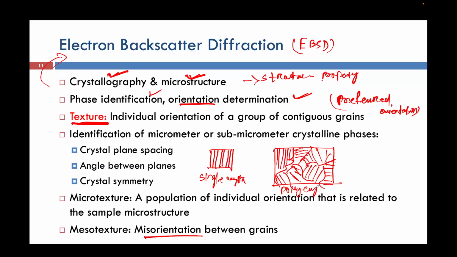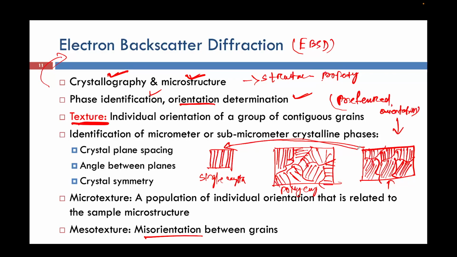Now what is texture? Texture, I said, is preferred orientation. Preferred orientation means, let's say my... So here, in this scenario, I can see not all of the grains are oriented as per my single crystal, but most of the grains are oriented more or less like this single crystal.